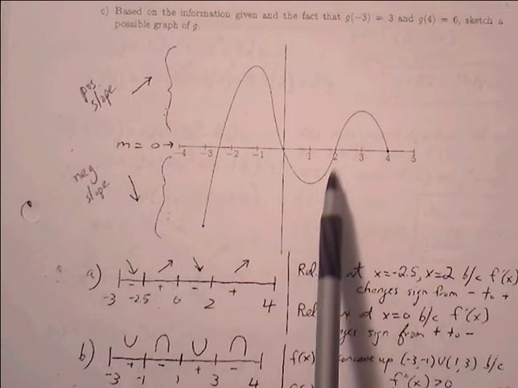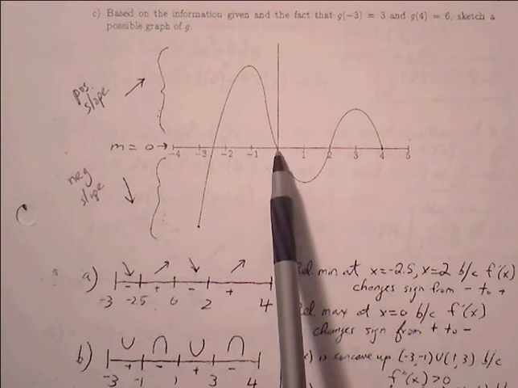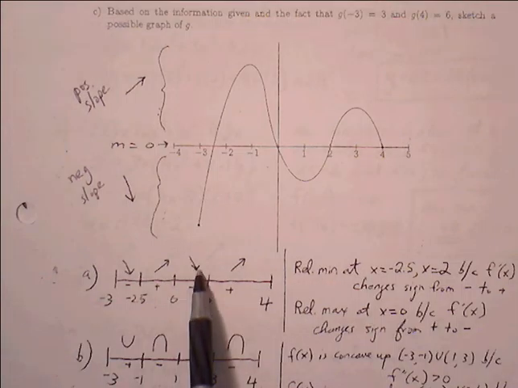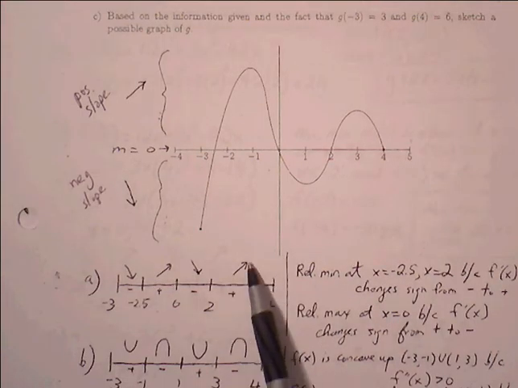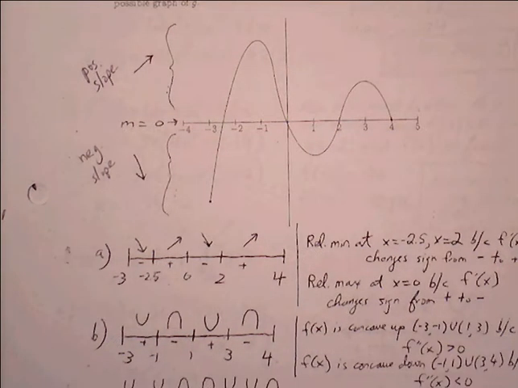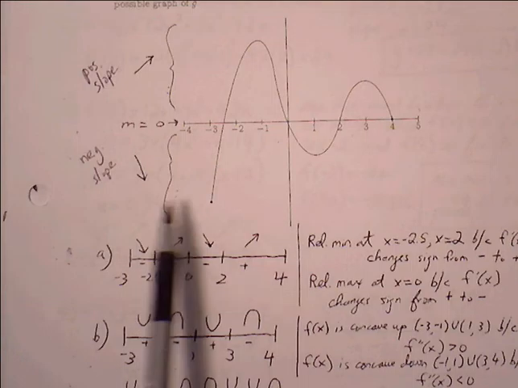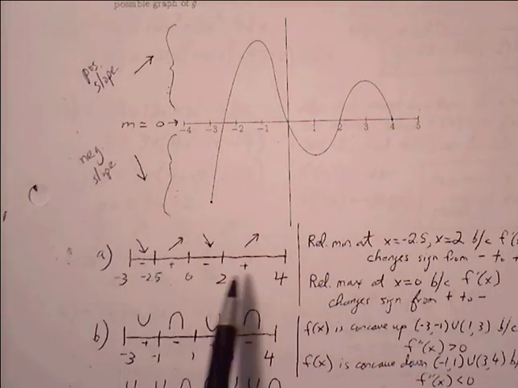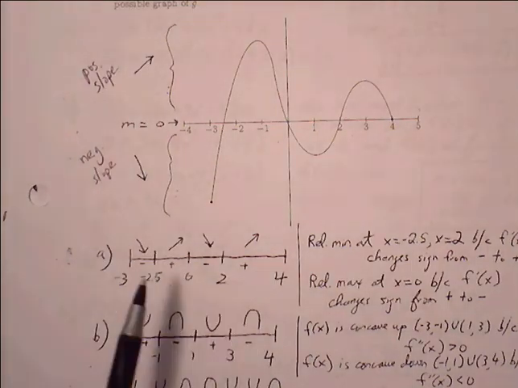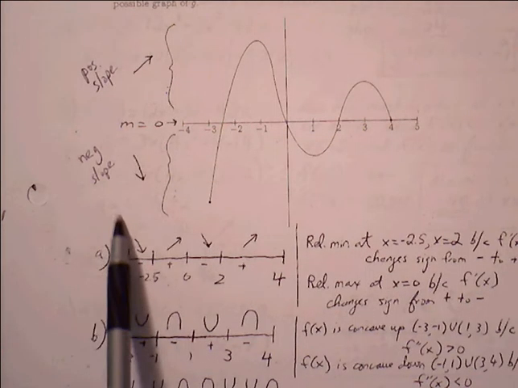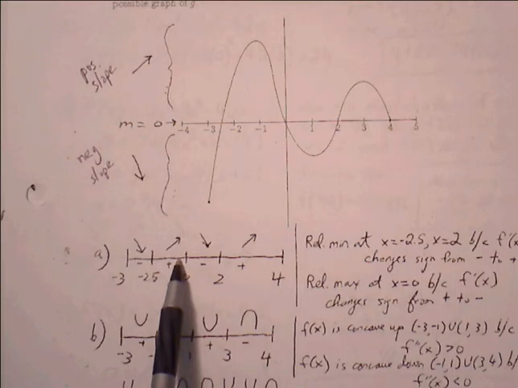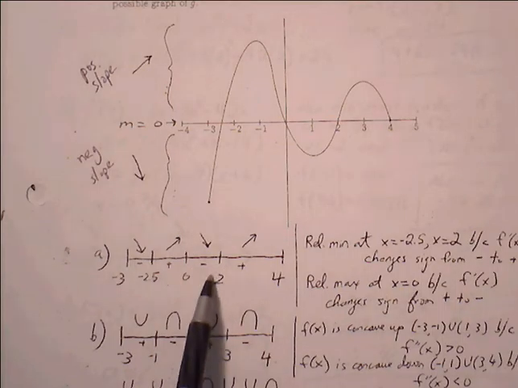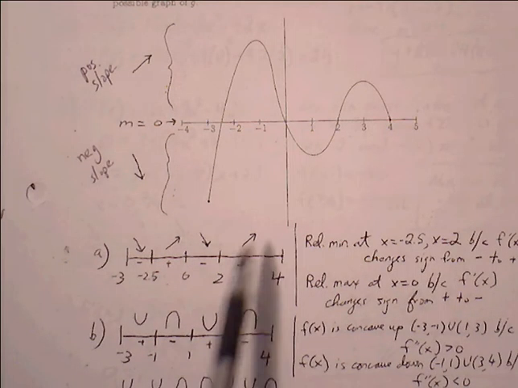Between 0 and 2, we see the graph sits below the x-axis, so that represents where the original graph has a negative slope. And then between 2 and 4, the graph is above the x-axis, so positive slope. Now this sign line is a much better picture in terms of helping us to visualize what the original graph looks like. The original graph is going to decrease, hit a relative min at -2.5, increase, hit a relative max at 0, decrease, hit a relative min at 2, and then increase again.